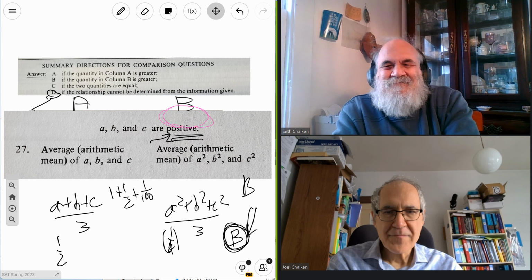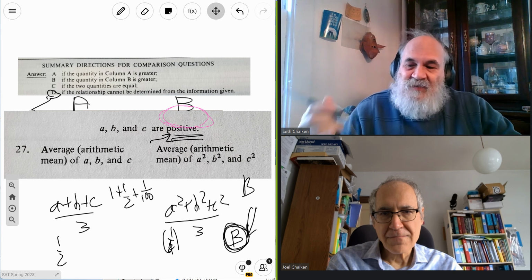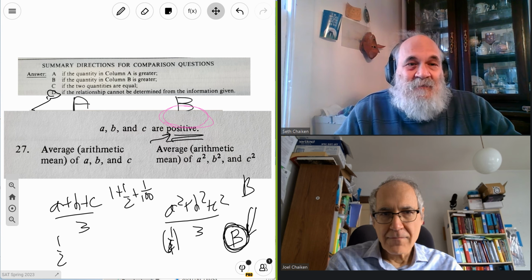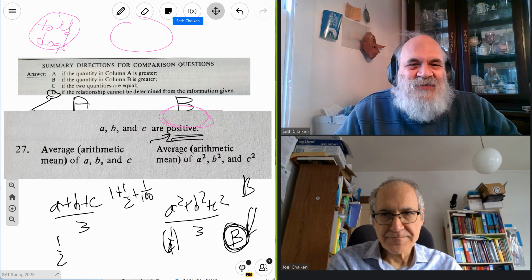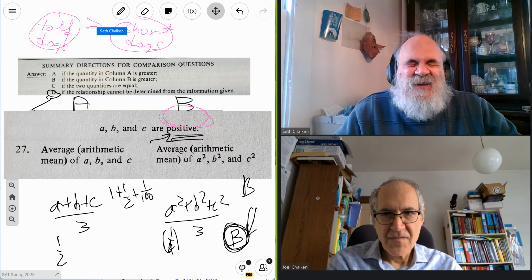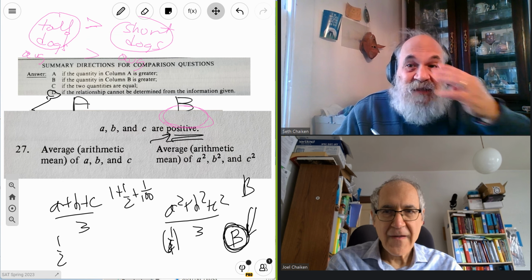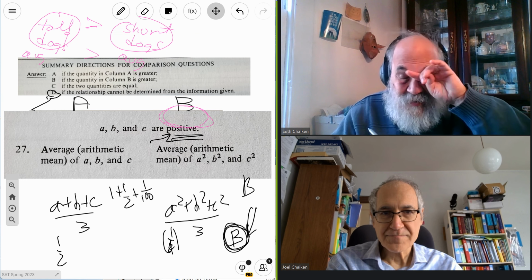Right. Yeah. And again, think of it in terms of a collection of tall dogs, and short dogs. All the heights of the tall dogs are bigger than the heights of the short dogs, so the average height is bigger. Right. Yeah, that's almost common sense. It's common sense about averages.